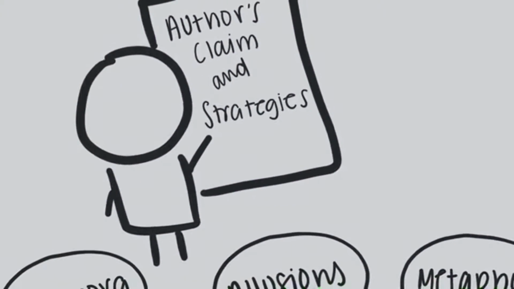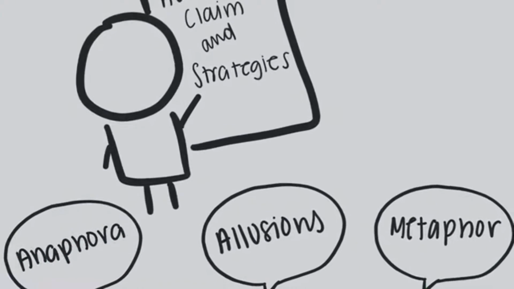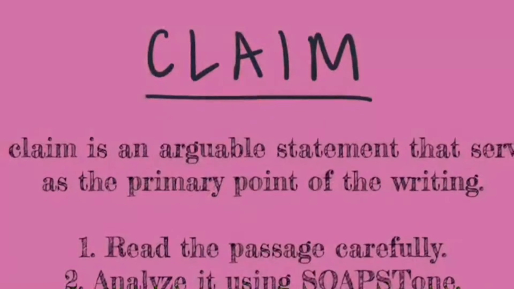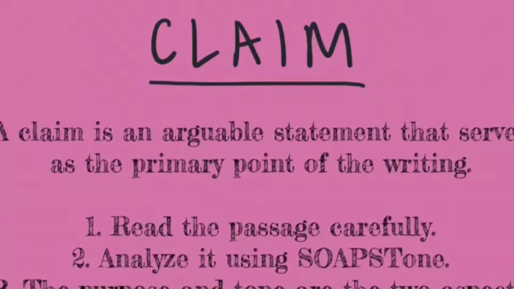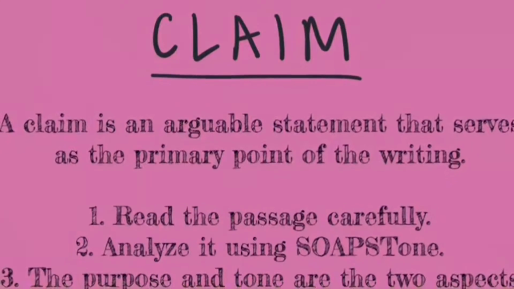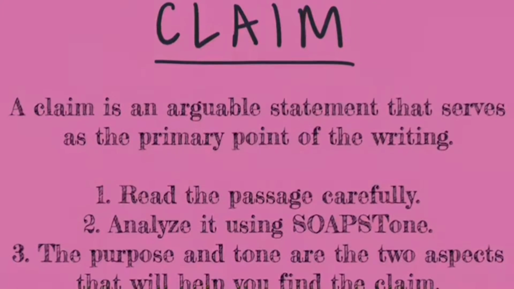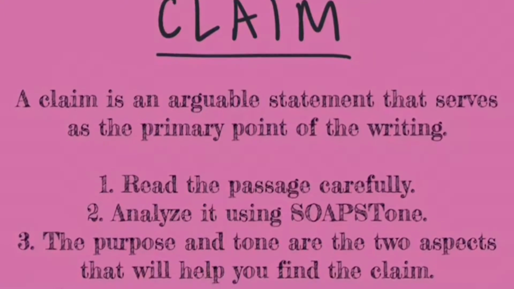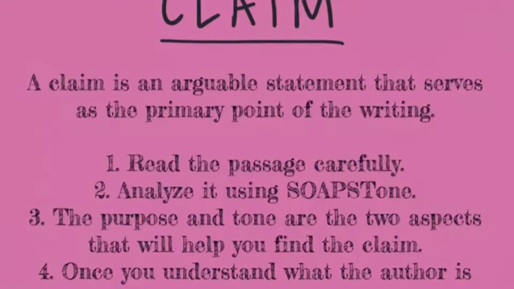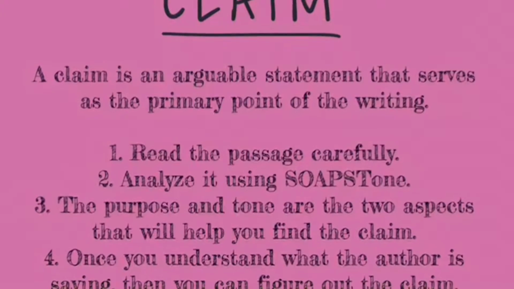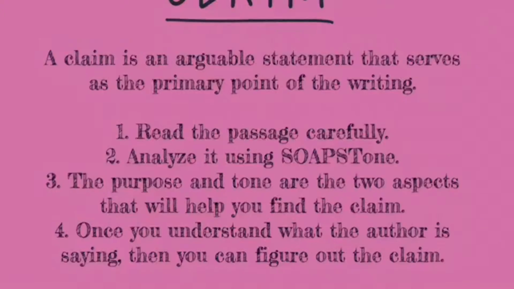How to identify the author's claim and strategies. A claim is an arguable statement that serves as the primary point of the writing. To identify the author's claim, first, read the passage carefully. Then, analyze it using SOAPSTONE. The purpose and tone of the author are the two most important aspects that will help you find the claim. Once you understand what the author is saying, then you can figure out the claim.